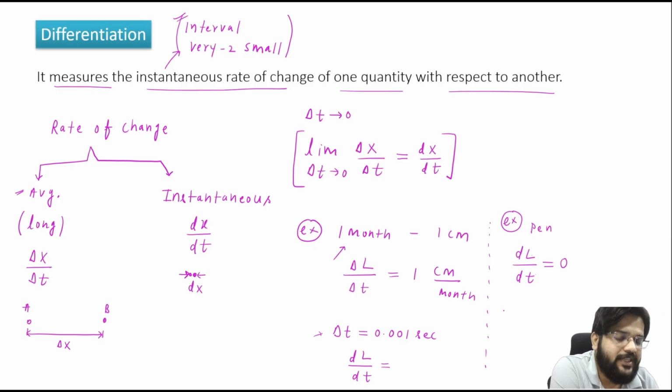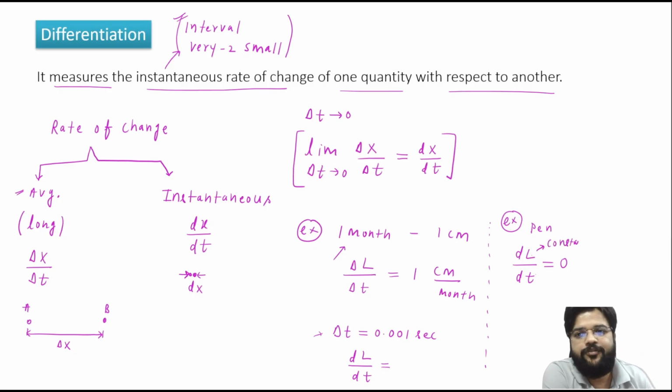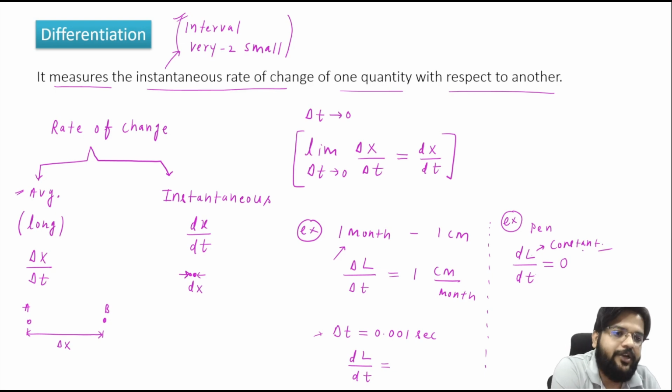So if something is not changing with respect to time, the differentiation of that quantity with respect to time should be 0. So L is constant, but it is constant with respect to time. That's why if you differentiate this length with respect to time, we will get 0 here. So keep this in your mind, everyone: if we have something constant and we differentiate that constant quantity, then we always get 0. Note down, everyone.